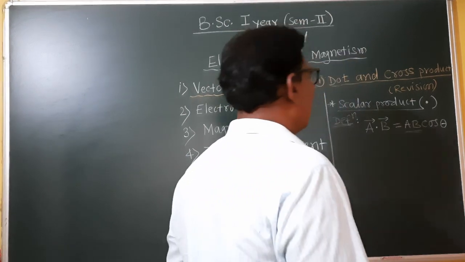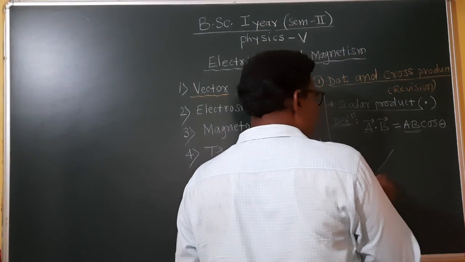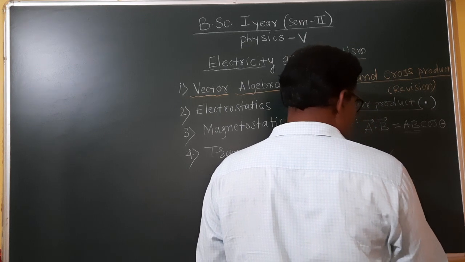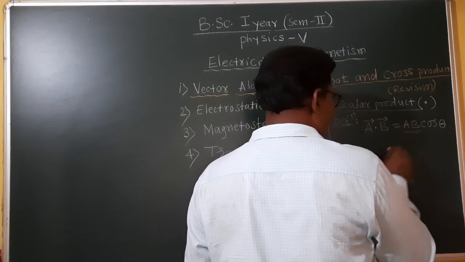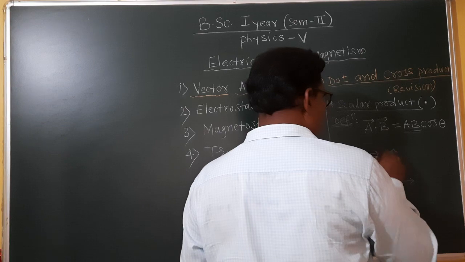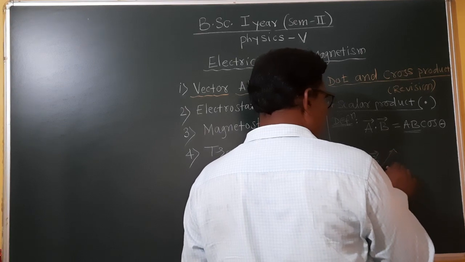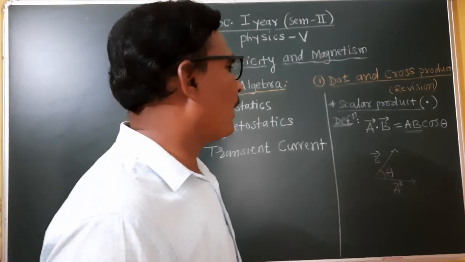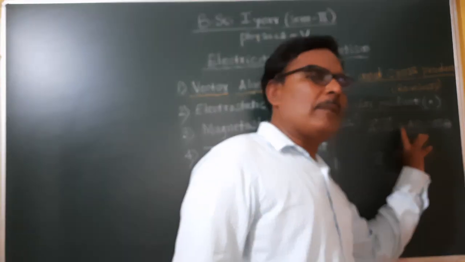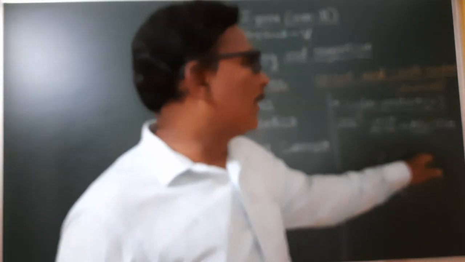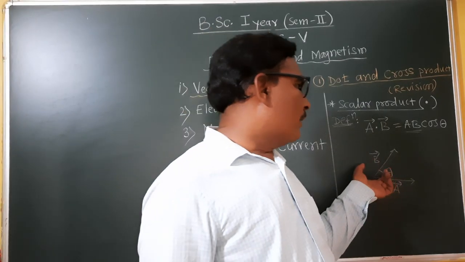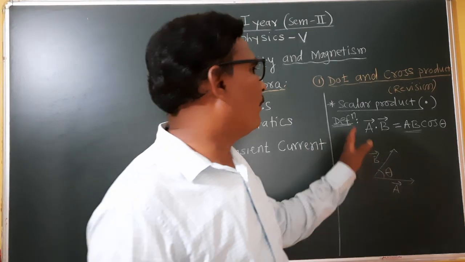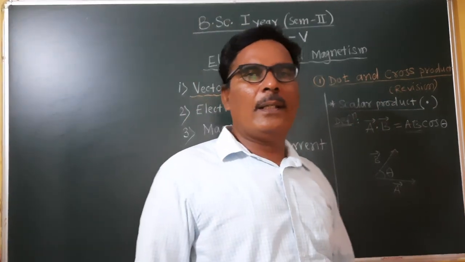This is called a scalar product. We say that the first vector is A bar and the second vector is B bar, and the angle between these two vectors is considered as theta. So the scalar product of two vectors can be defined as the product of the magnitudes of the two vectors and the cosine of the small angle between them. This is the definition for a dot product or a scalar product.